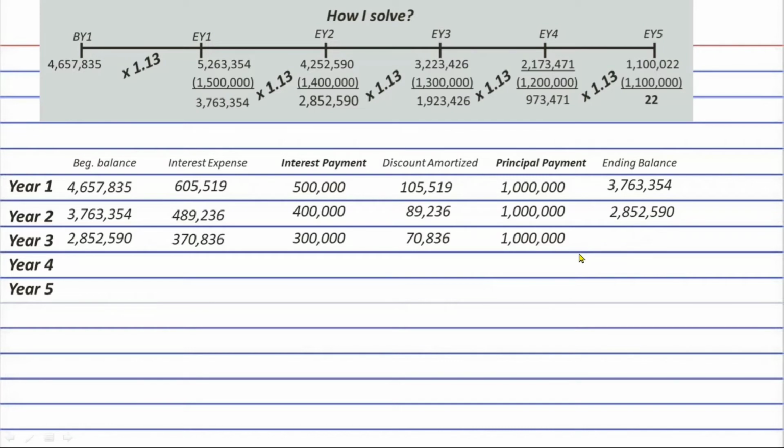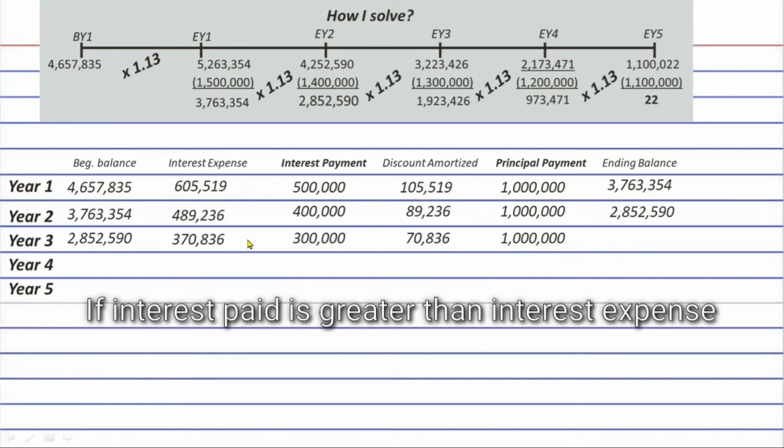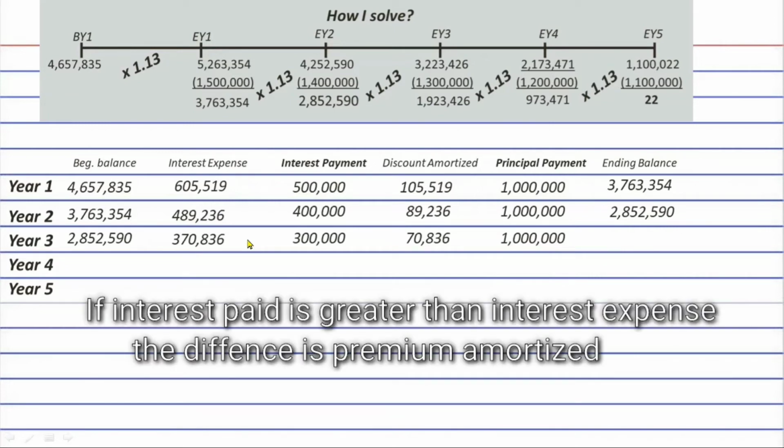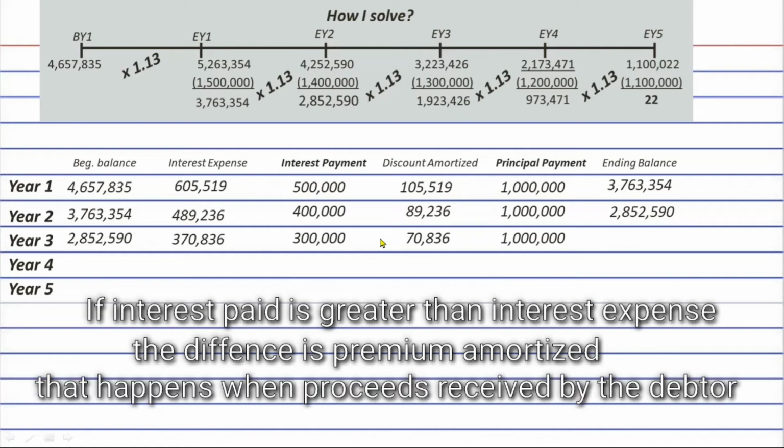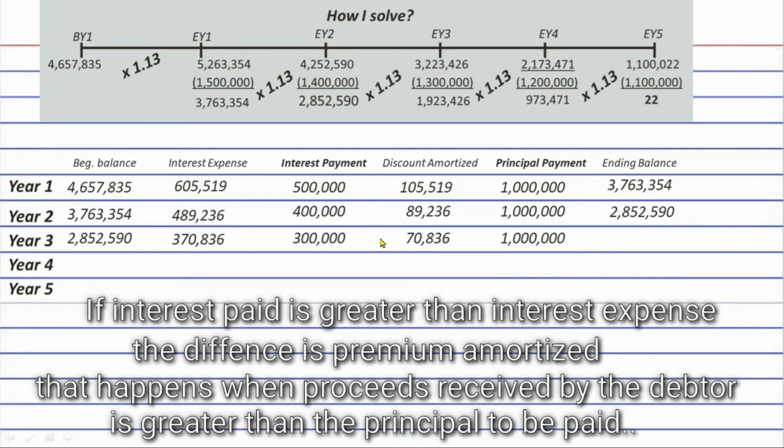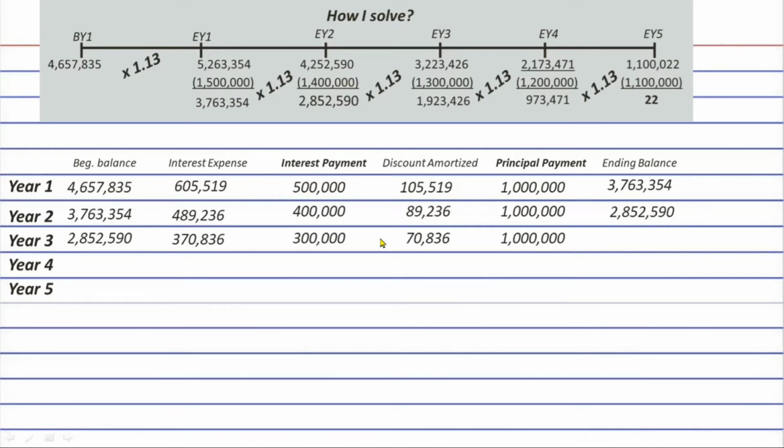Sir, somebody might ask, but what if it's reversed? Meaning, what if the interest payment agreed is greater than this interest expense? So, if that happens, the difference will be called premium amortized. And that will only happen if the proceeds received by the debtor is actually greater than the principal that he or she has to pay in the future. But, I'll tell you guys, the premium normally happens when we talk about accounting for bonds payable or investment in bonds in the next episodes. So, for now, let's stick to the discount amortization.